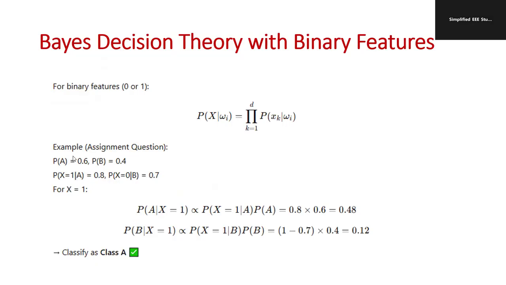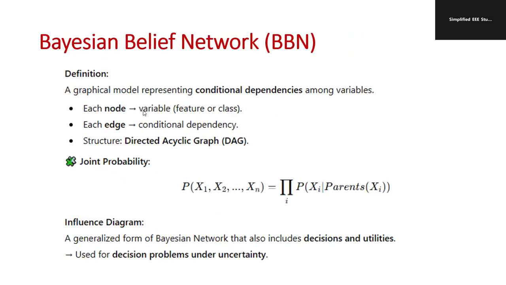So there is a numerical example. This is already given in the assignment. Probability of A is given and B is also provided. Probability of 1 given A is equal to 0.8, probability of 0 given B is equal to 0.7. For x equal to 1, you can calculate probability of A given x equal to 1 and probability of B given x equal to 1. Ultimately, this is a class A problem.